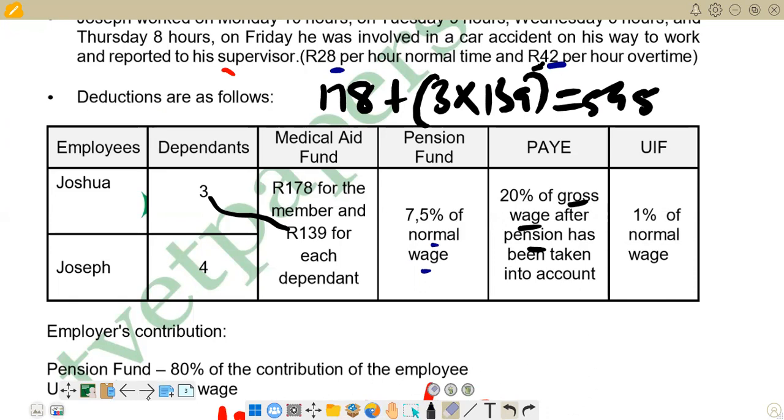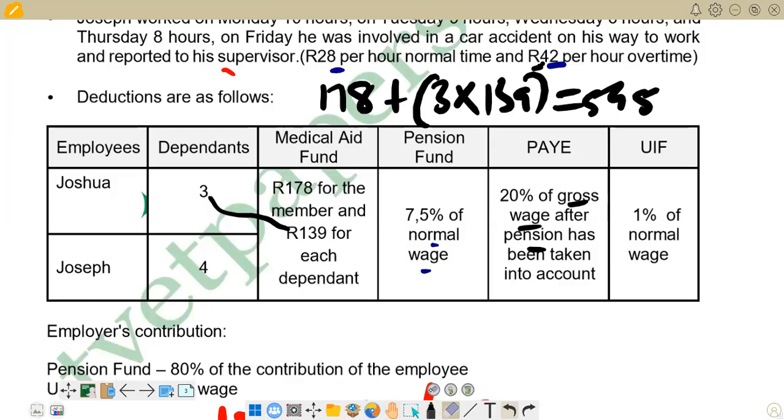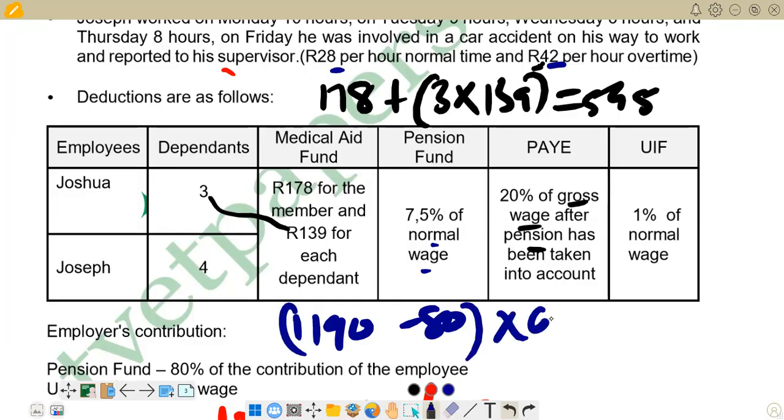Right, on the figures, we are saying the gross wage is 1,190 minus 80. Then the answer we multiply by 10%. 1,190 minus 80. So here we are saying it's 1,190 minus 80. Then the answer that we get, we multiply by 0.2, which is our 20%. Then the answer that we get there is 222.